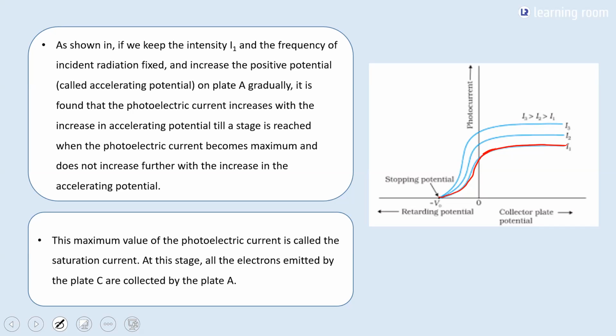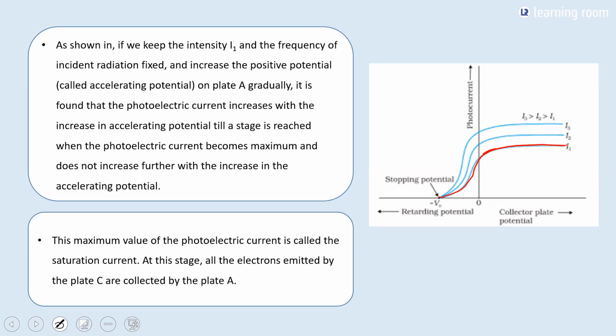Now you can ask me a question. Why are 3 graphs drawn on this? That is, when you have intensity I1, let's say intensity I1 is 2 units, for instance. Now what I'm going to do is increase the intensity from 2 units to 4 units. When I do that, I repeat, listen to this carefully. When you increase the intensity from 2 units to 4 units, what will happen to the initial photoelectric current?